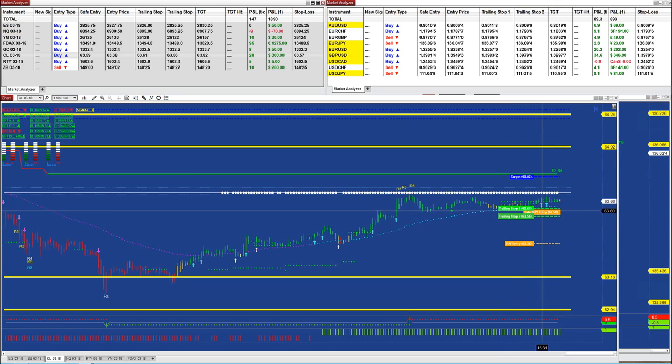And then on the pullback re-entry, you have a safe entry on a pullback re-entry, giving you the support line and telling you where you can enter the market.